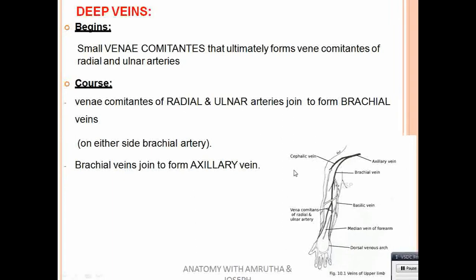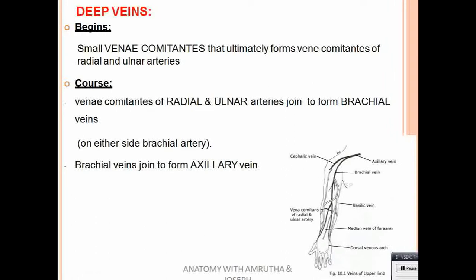Deep veins are the veins which are placed on a deeper aspect. They are small venae comitantes that ultimately form the venae comitantes of the radial and ulnar arteries. They begin in the superficial and deep palmar arches and accompany the radial artery and the ulnar artery. There will be two veins for each artery. So the radial artery will be accompanied by two veins, called venae comitantes. Similarly, the ulnar artery will be accompanied by two veins.